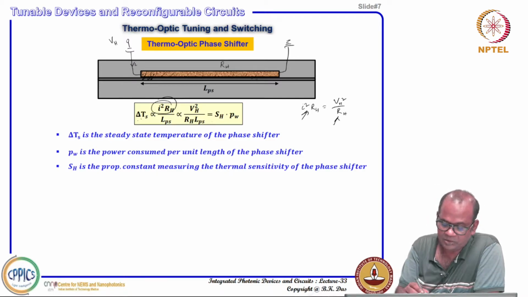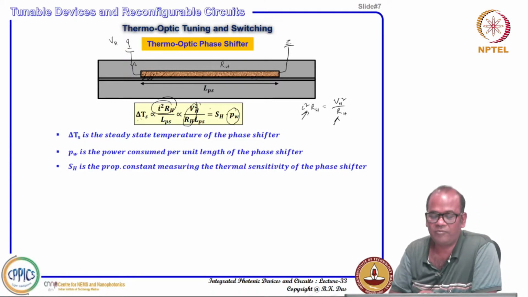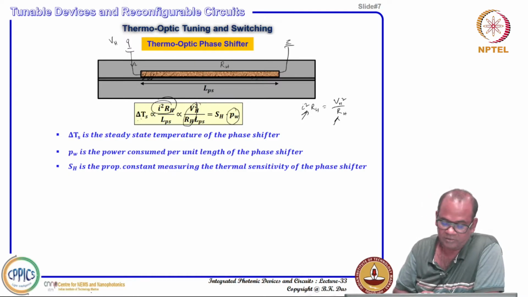This can be written as, normally this is the total power dissipation divided by LPS. LPS means phase shifter length. So, I can write that power dissipation per unit length of waveguide phase shifter is PW, we define. And we just use a different term, a proportionality constant SH, that we call the thermal sensitivity, because delta Ts equals SH PW.